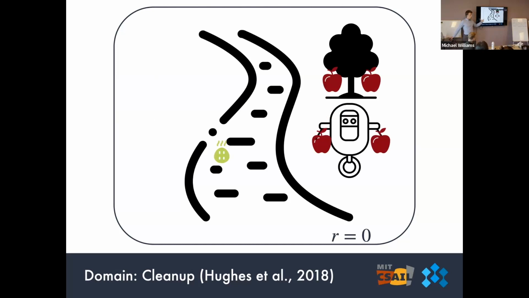When the robot goes and grabs apples, over time there's a buildup.